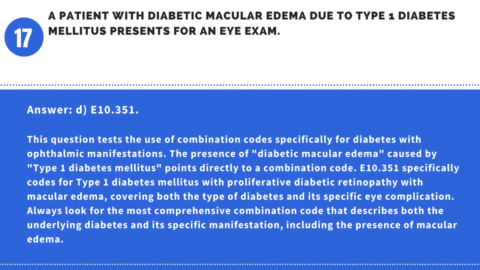E10.351. This question tests the use of combination codes specifically for diabetes with ophthalmic manifestations. The presence of diabetic macular edema caused by type 1 diabetes mellitus points directly to a combination code. E10.351 specifically codes for type 1 diabetes mellitus with proliferative diabetic retinopathy with macular edema, covering both the type of diabetes and its specific eye complication. Always look for the most comprehensive combination code that describes both the underlying diabetes and its specific manifestation, including the presence of macular edema.